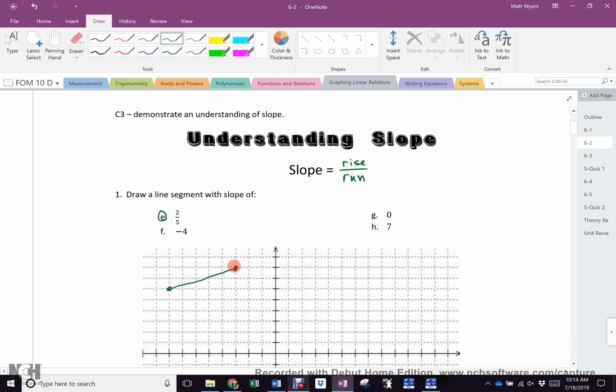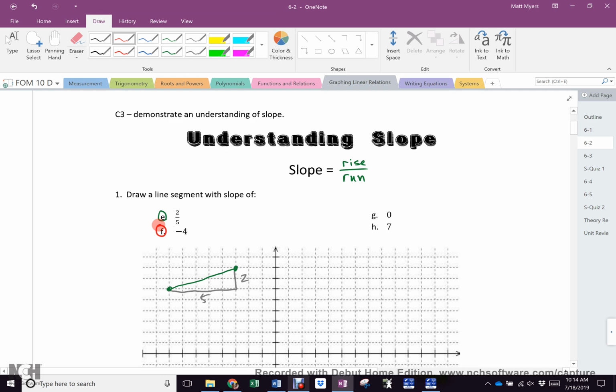All of you should be able to do that. And no matter what, it should all look like that. You should be able to make this triangle. 5 and 2. Can everybody draw it? Excellent.